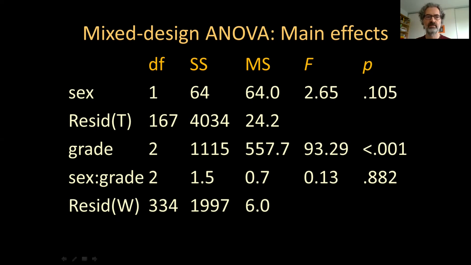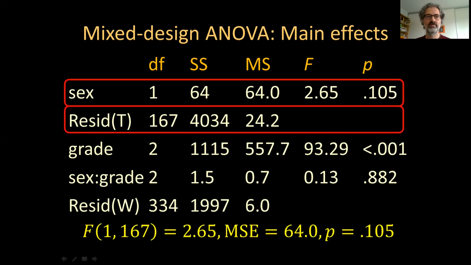The main effects concern the effects of the factors individually on average. So the main effect of sex on average across all grades is given by dividing the mean square for sex over the mean square for the total residual sum of squares. And that's an F ratio of 2.65, a p-value not statistically significant. We cannot reject the null hypothesis that boys and girls have equal scores on this comprehension test. So no statistically significant difference by sex.